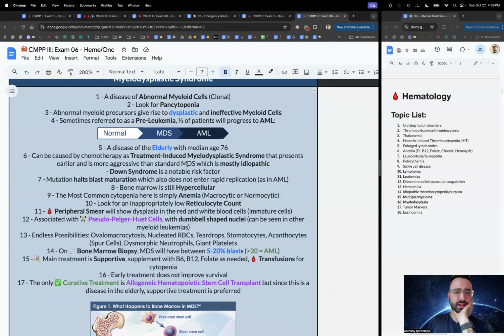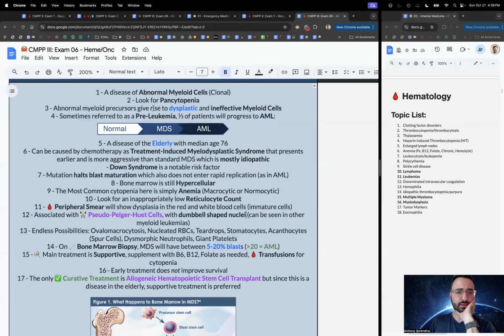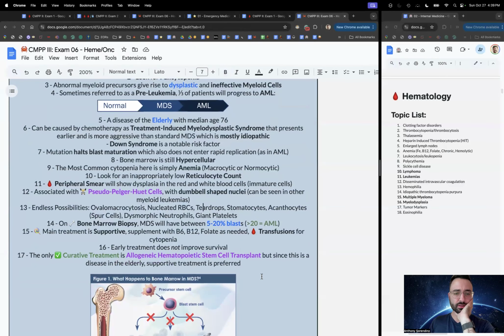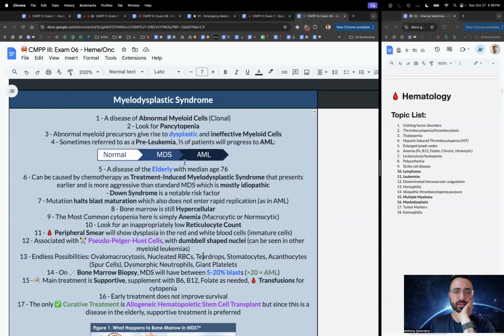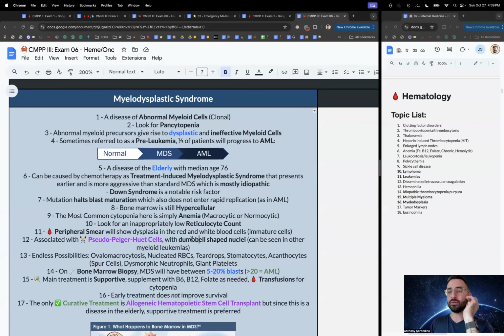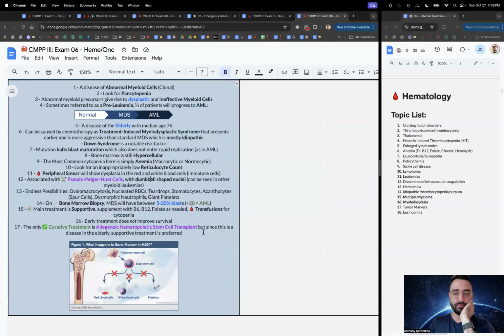Okay, so this is in the elderly, abnormal myeloid cells. You have pancytopenia. These are the pseudo Pelger-Huet cells, dumbbell-shaped nuclei. So that's myelodysplastic. Stem cell transplant. That's really all I care about at this point. I think knowing it's a disease of the elderly is important, and then dumbbell-shaped nuclei, myelodysplastic syndrome. Moving on.